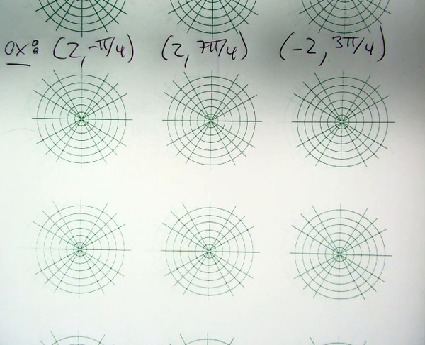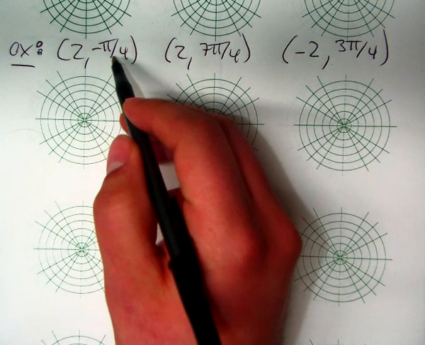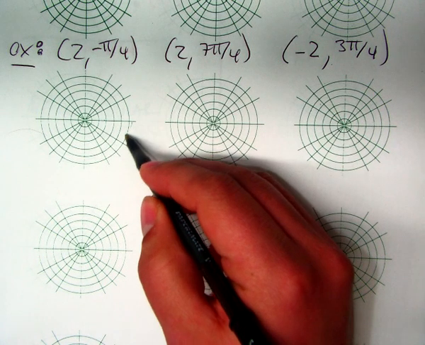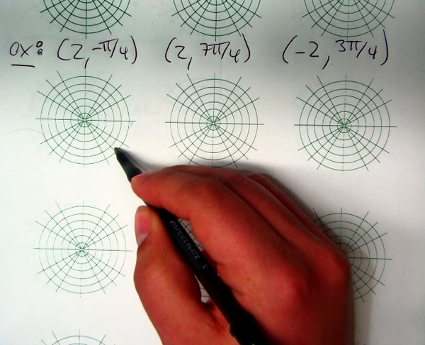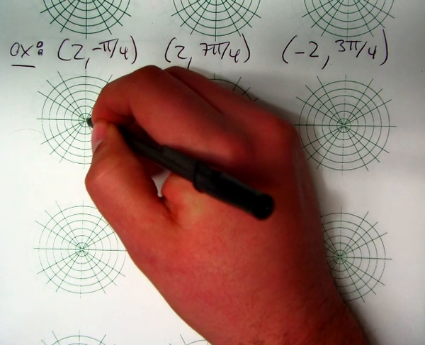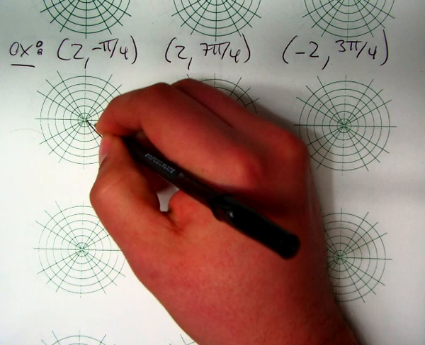Anybody notice anything? Yeah, they're the same. Everybody getting that? They're all in the same spot? If you're not sure or if you messed one up, negative pi over 4 is down to the middle, the second line, right? So that's this one. And we go out 2 units. So here we are.